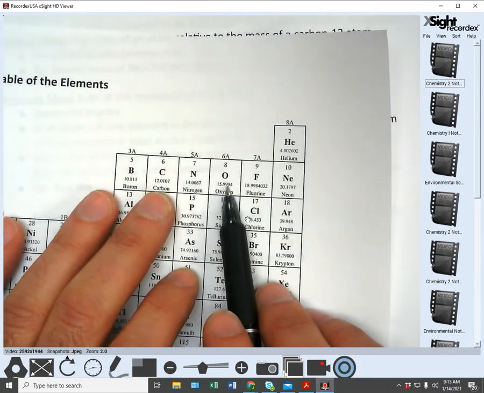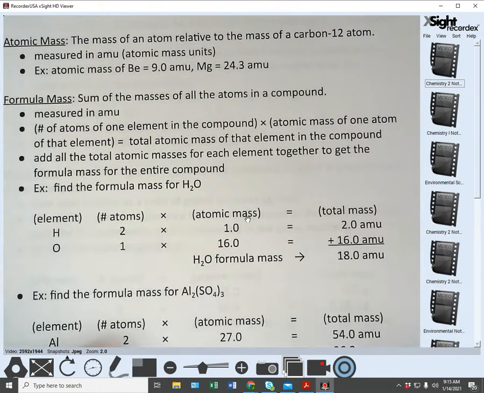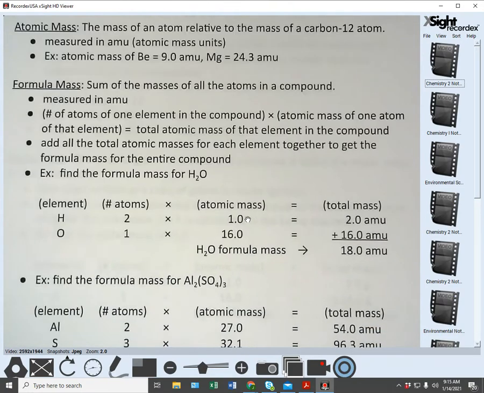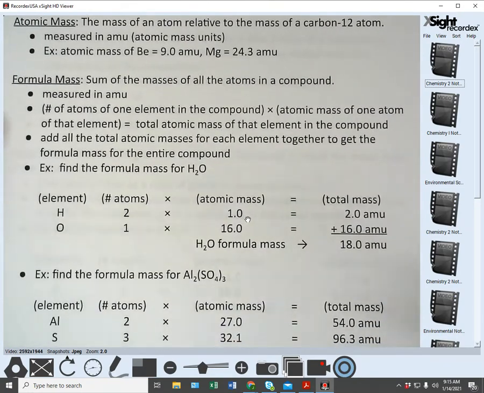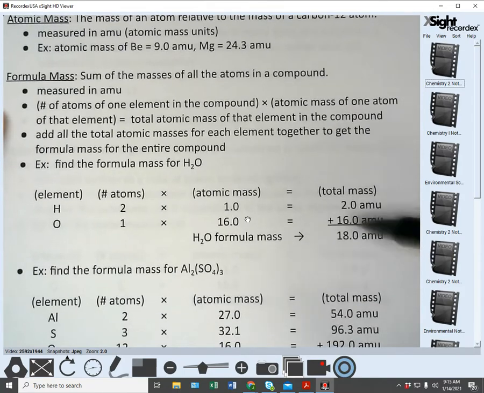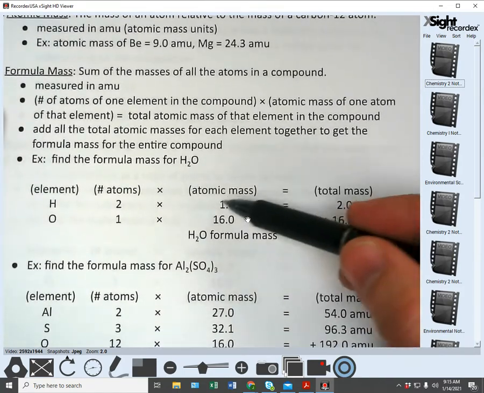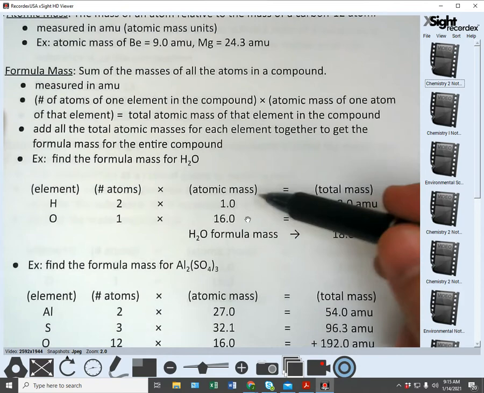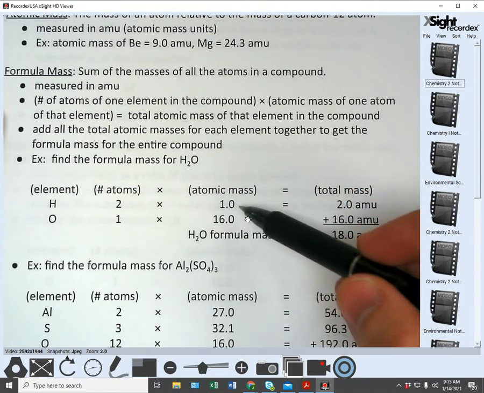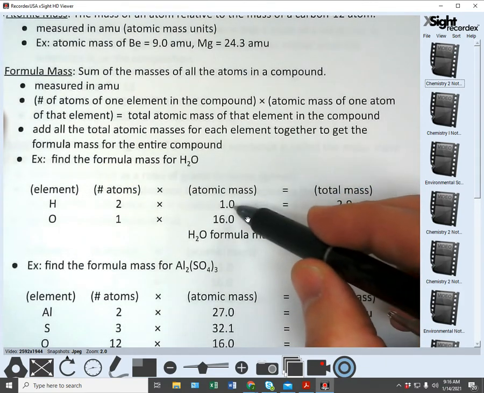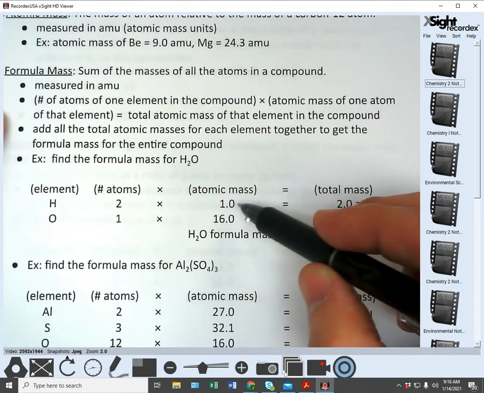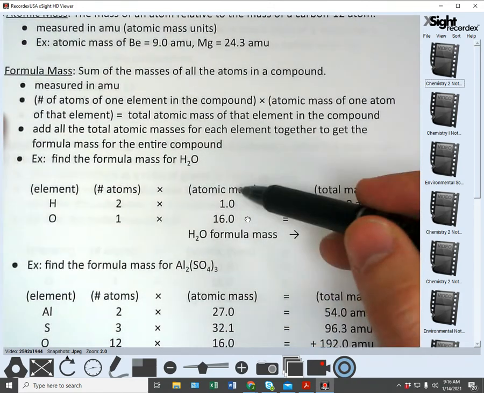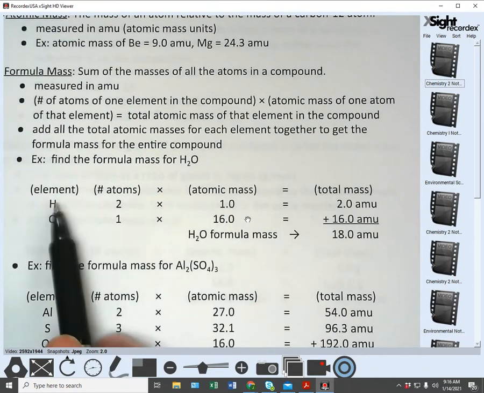Oxygen is 15.99. So the 9 rounds up, bumps that to a 0, rounds that, so it's 16.0. Take each of them to 1 decimal place. I'm writing 1.0 just to show you that I went to 1 decimal place. You could just write down 1, but just know that if there should be another digit in the tenths spot, you need to put it. So 1 for hydrogen, 16 for oxygen.